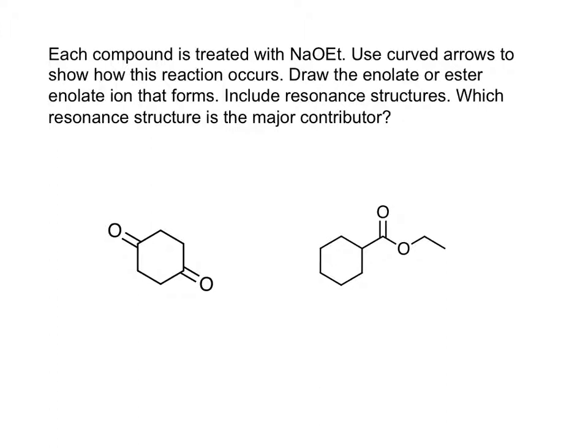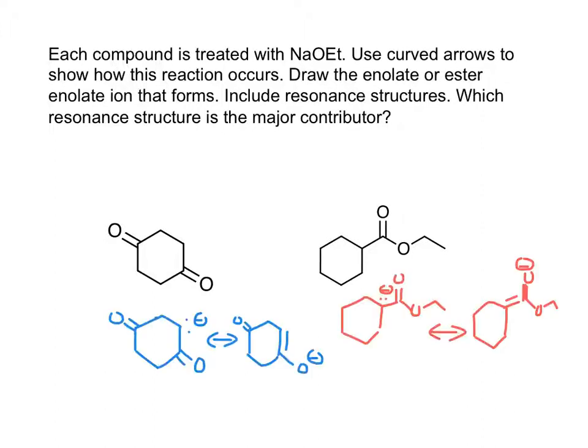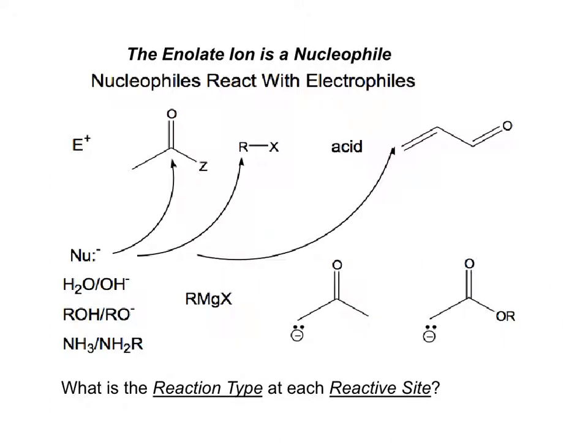Stop the video and draw the structure of the enolate ion that forms when each compound is treated with sodium methoxide. So here are the structures. So remember to identify that alpha carbon, and then you'll be able to draw the enolate ion. The enolate ion is a nucleophile, and that enolate ion can react at a carbonyl carbon, with an alkyl halide, and with an acid.